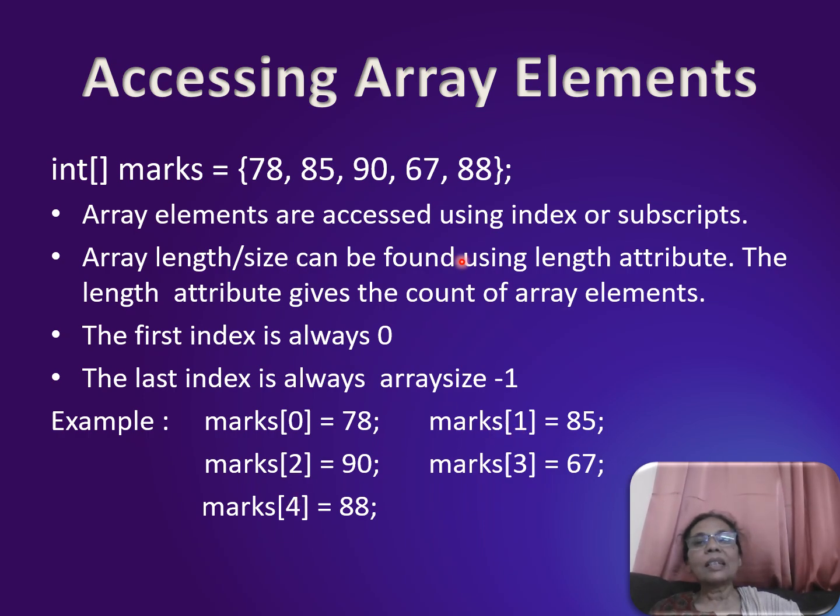Array length and size can be found using the length attribute, and here this length attribute is telling how many elements are there. So the array length of this particular array is 1, 2, 3, 4, 5, as there are 5 elements in the array named marks. The first index is always 0 and the last index is always array size minus 1. So if you look at this example, the first index is 0 and the last index is array size, which is 5, so 5 minus 1, so here it is 4.